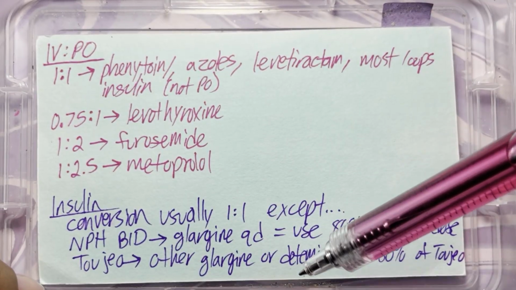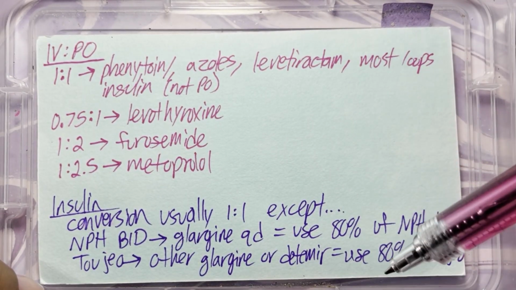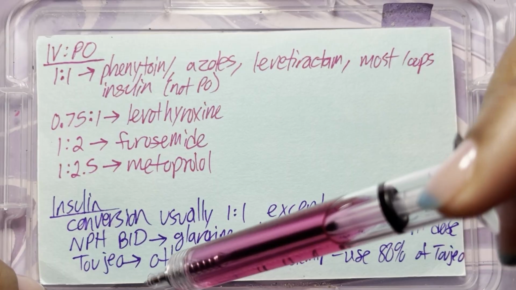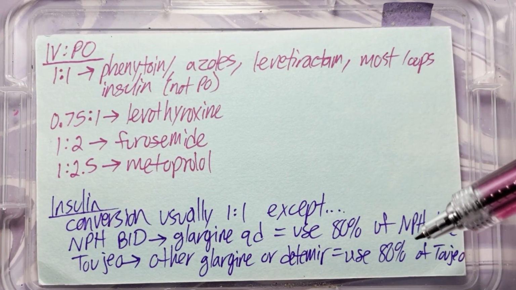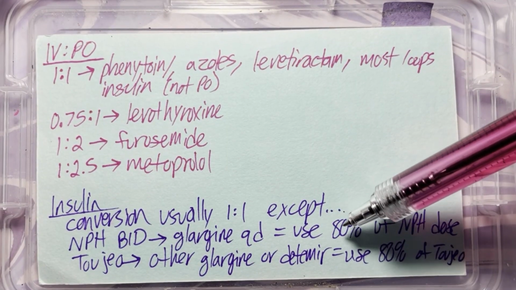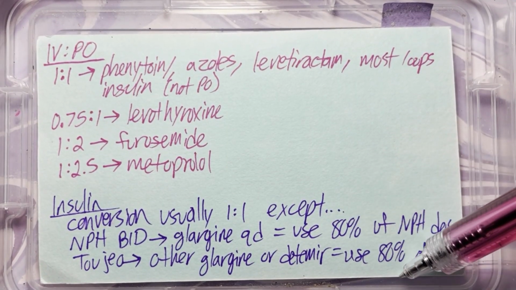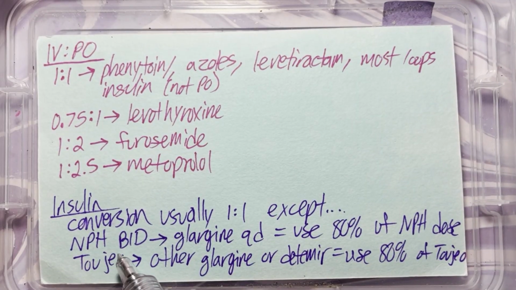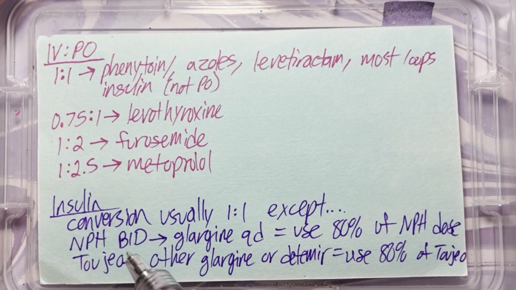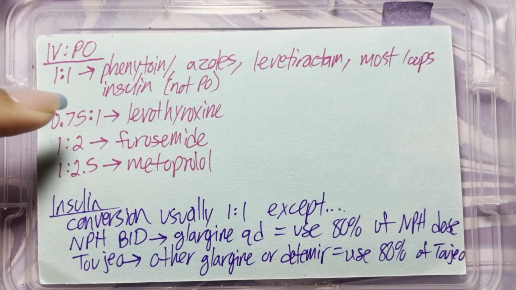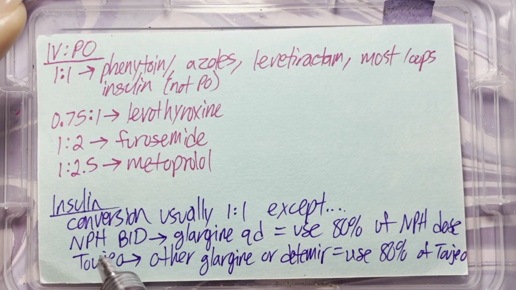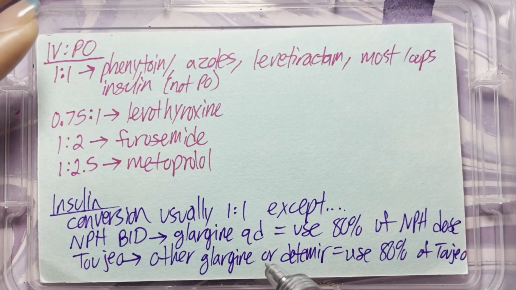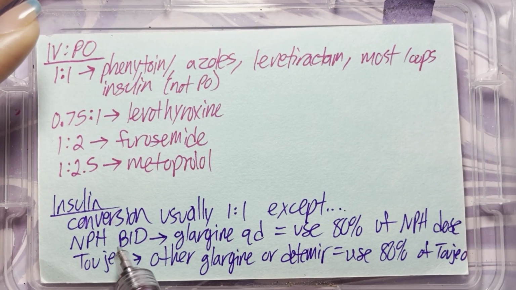To convert from TUJO to other glargine or detemir, use 80% of the TUJO dose. So you should always be looking for common ground, things that are similar, right? These are both going to be using that 80% of the original. So in my mind, I just remember that it's NPH and TUJO that are going to be something different, where you need to use 80% of that original total daily dose.